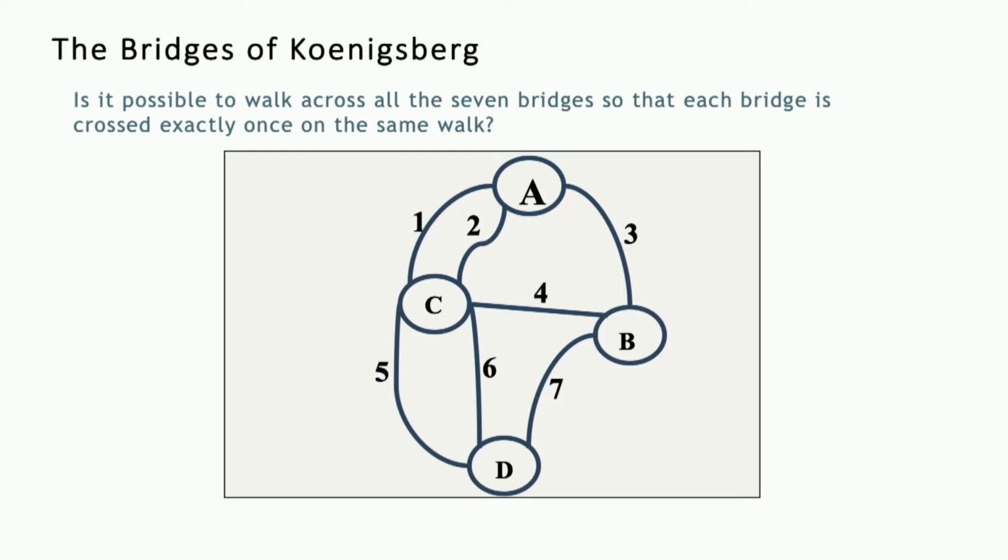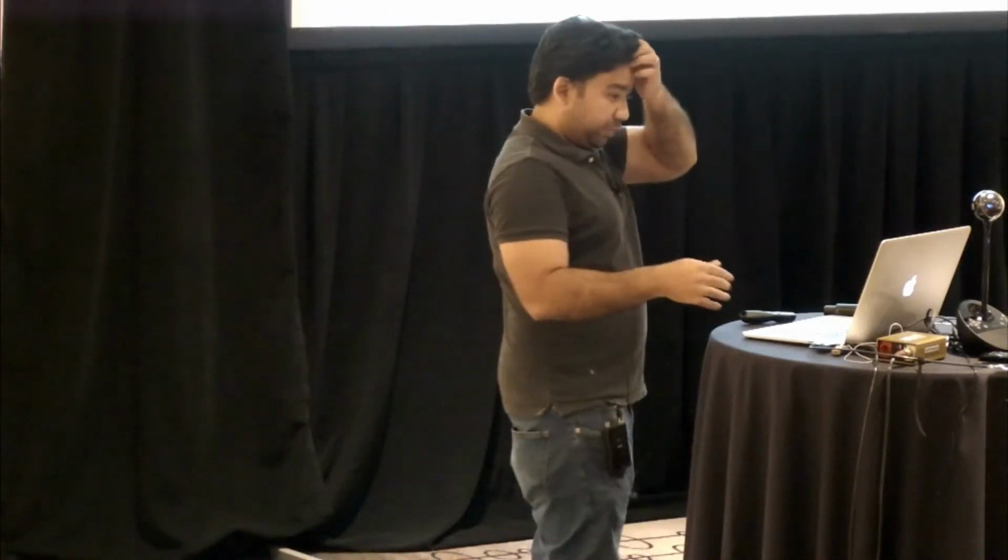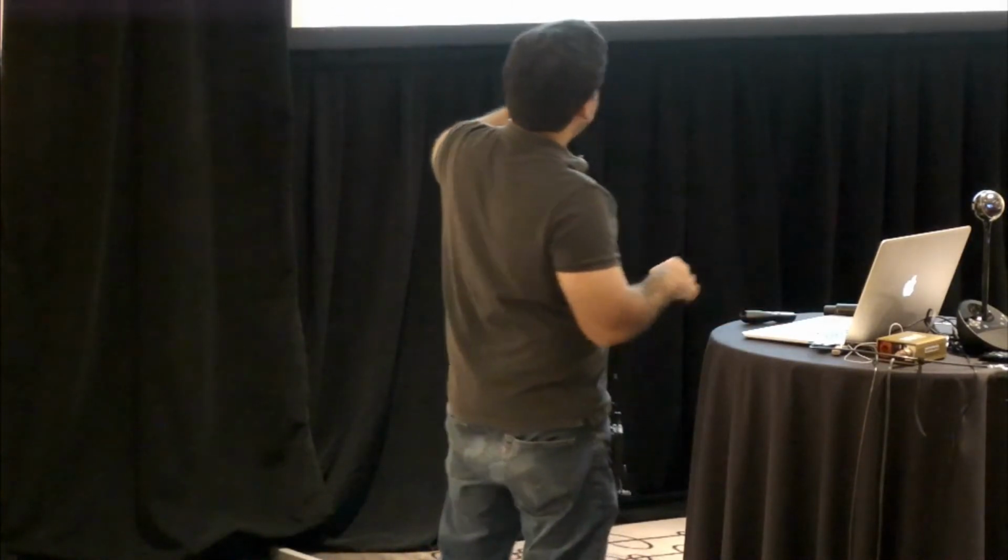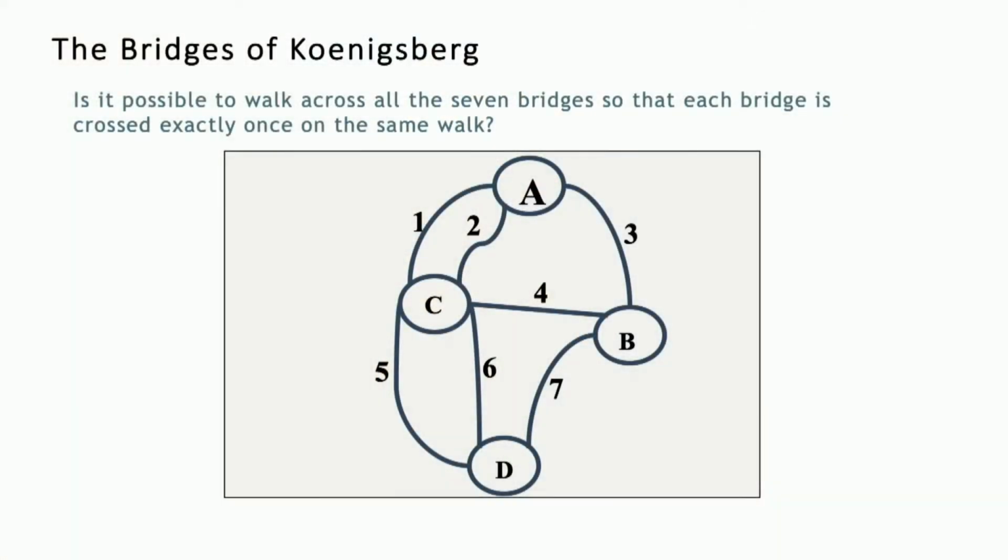Now, obviously, if you are coming to a landmass, crossing a bridge in, and you're taking a different bridge going out, it's in and out, so you need to have pairs. But all of them have odd. So at some point, you will end up in a situation where you come to the landmass, but you don't have a way to go out. So that's probably the most intuitive explanation of this. You can go to Wikipedia and understand about this problem itself if you are more interested in it.